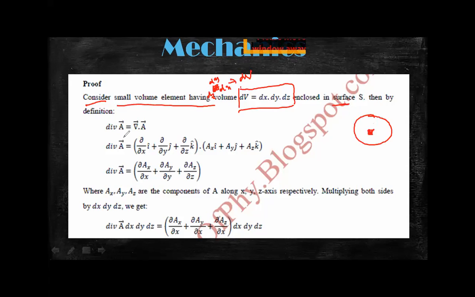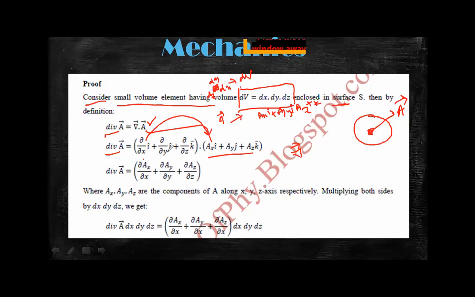Then the definition is what? Divergence of A, where you are taking a vector A. According to the definition, del is dou by dou x of i, plus dou by dou y of j, plus dou by dou z of k. Then the vector A can be resolved into three components: Ax i plus Ay j plus Az k. A has three components, x, y, z combination, so Ax, Ay, Az, with i along the x-axis, j along the y-axis, and k along the z-axis. This is the vector I am writing. Divergence of A means del dot A. This is the del, I wrote it here, and A I wrote it here. When you do the dot product, you have to multiply these.